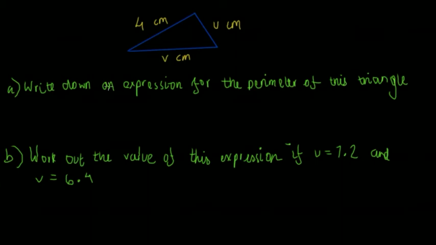So the expression of the perimeter has to add up all the sides of the triangle, which is 4 centimeters, U centimeters, and V centimeters. Let's just write that down. That was easy, wasn't it? Remember, we're adding it all.